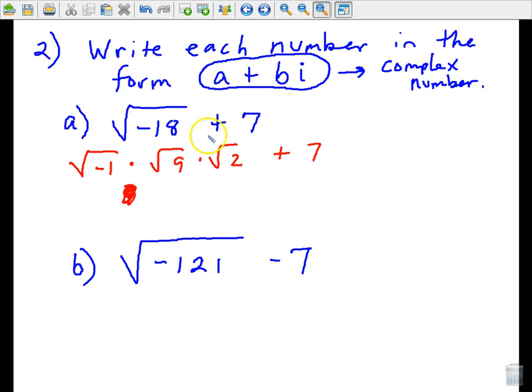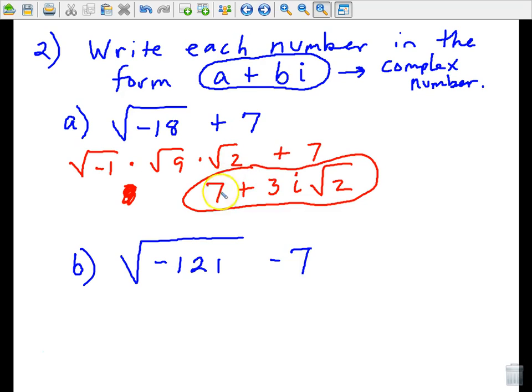Okay, very good. He went ahead and turned it around because in this case, the real number part of this complex number is 7. So it goes first. The square root of 9 is 3. Square root of negative 1 is i. And then the square root of 2. So you might not think it matters because addition is commutative, but it really does matter that in these problems, your final answer needs to be in that form, a plus bi, a being the real number part. Any questions on that so far?